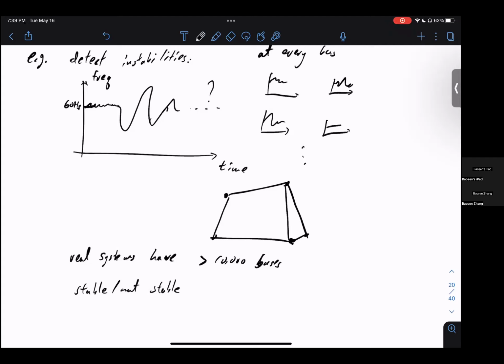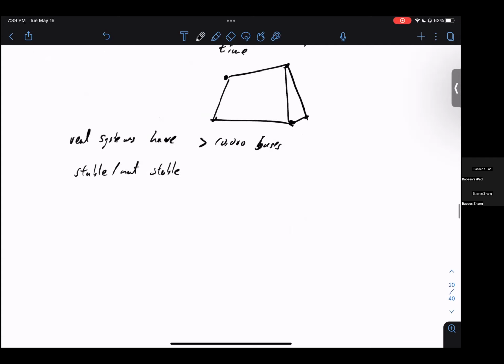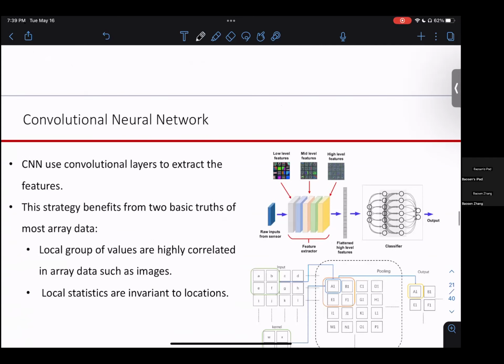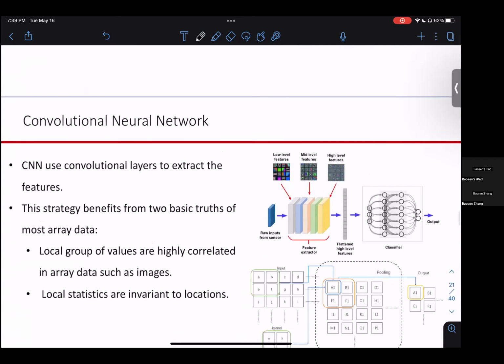Any other questions about this? Okay, so we'll finish by looking at some examples. For example, convolutional neural networks. We're talking about features. This is a way to extract features. This is really used for images.